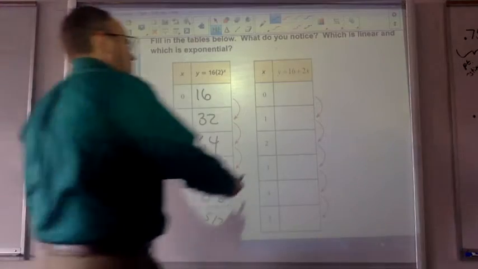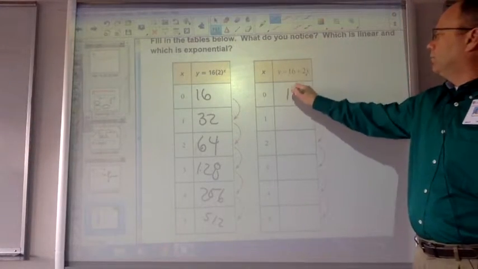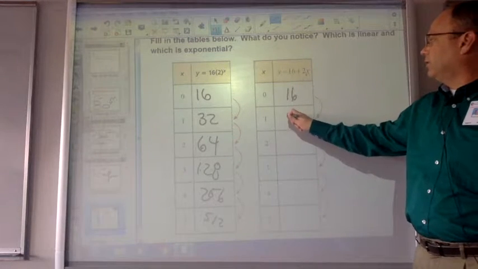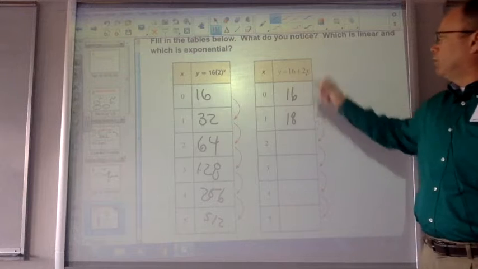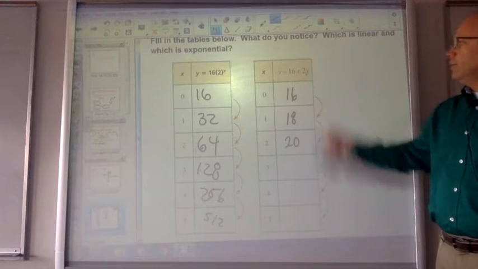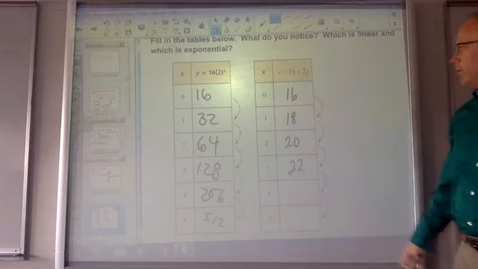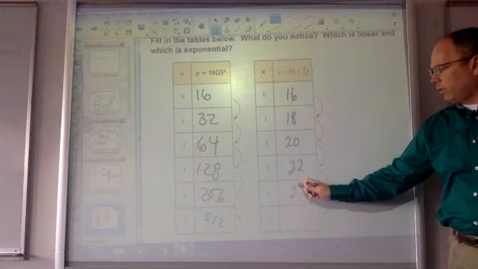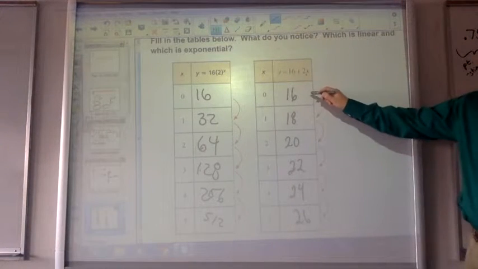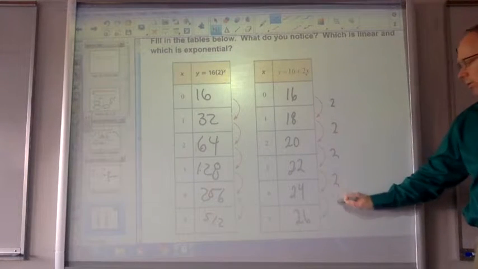So again, if I plug into this first one, 2 times 0 is 0, plus 16 is 16. 2 times 1 is 2. Add that to 16, I get 18. 2 times 2 is 4. Add that to 16, I get 20. 2 times 3 is 6. Add that to 16, I get 22. 2 times 4 is 8. Add that to 16, I get 24. 2 times 5 is 10. That becomes 26. Notice, each of these is 2, 2, 2, 2, 2.